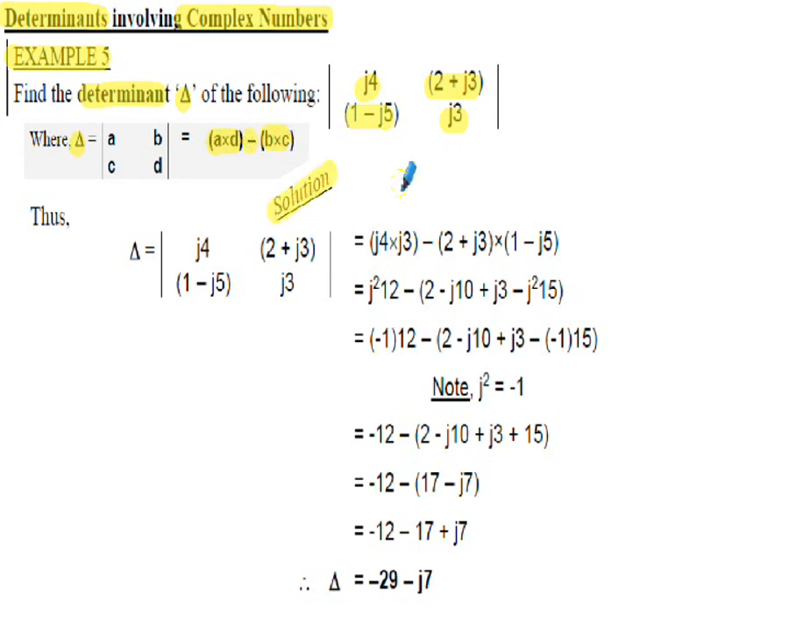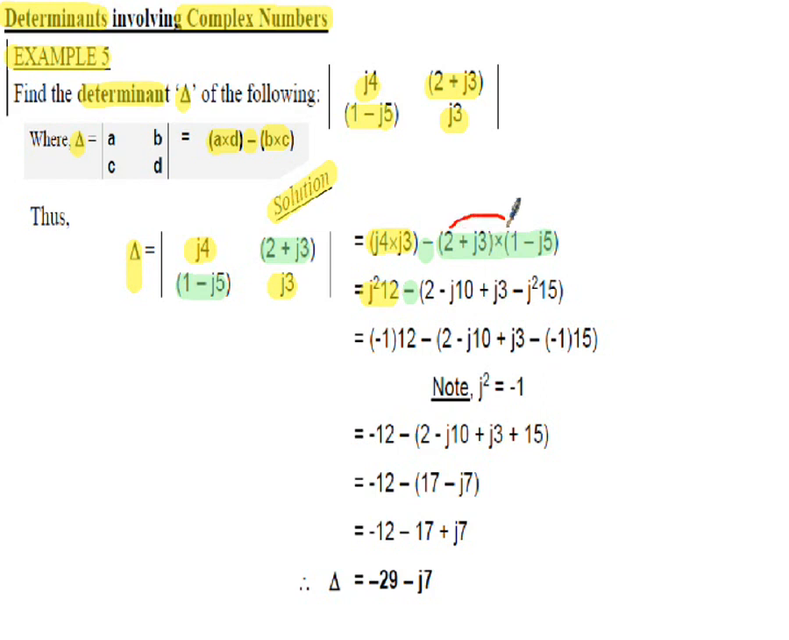Here's a solution. So calculate the determinant of the element shown above. It will be J4 multiplied by J3, shown here, and we subtract from that the element 2 plus J3 multiplied by 1 minus J5, so that's shown here. So J4 multiplied by J3 is J squared 12. And we're going to subtract from that the binomial expansion above. So don't forget we're expanding our brackets here.